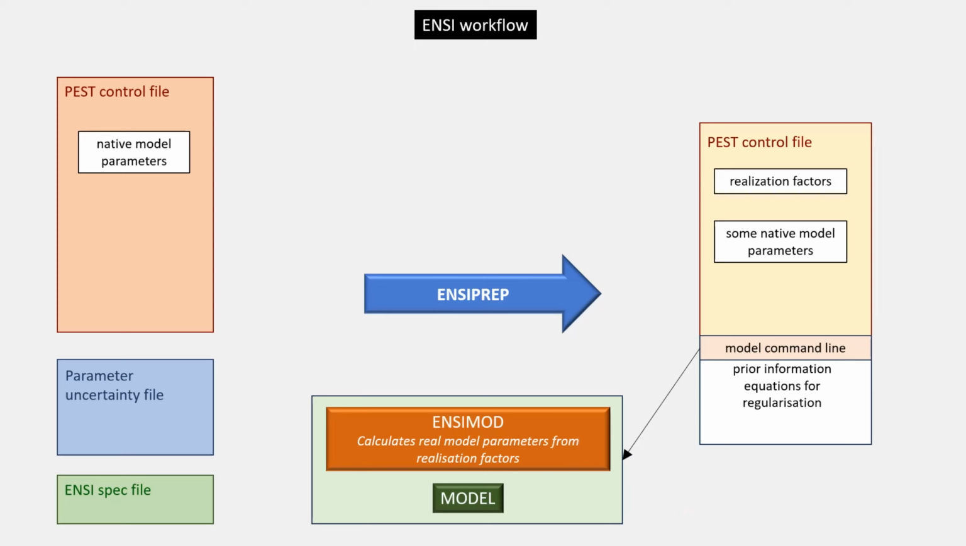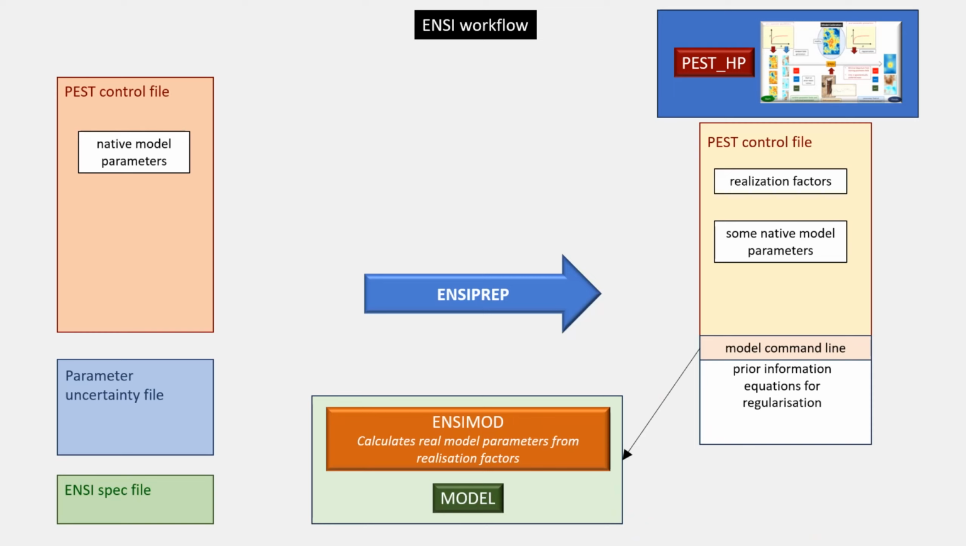Now all this is done in a matter of moments. Once we have our three files that we talked about a moment ago, ENSI Prep does the rest. It builds the new pest input dataset, it builds the input files for ENSI Mod, constructs the new model batch file, all done for us. All we have to do is run PEST HP to achieve a minimum error variance solution to the inverse problem in ways that we've just described.